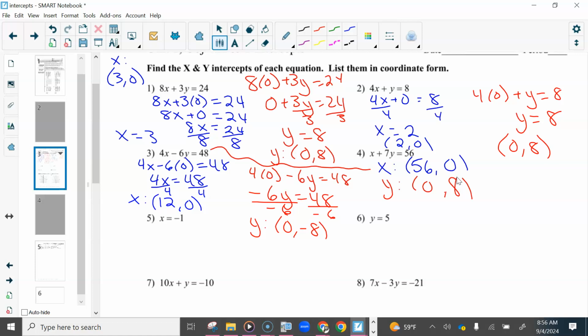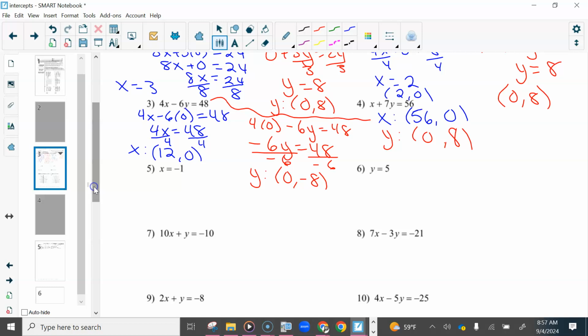Show the math, sure. You can do some of it in your head, but I'm not a mind reader. So when you get this on the test or something, I need to be able to see your work. Any questions about this process? Okay. We'll do 5 and 6, and then I'll show you how you can check this in Desmos.